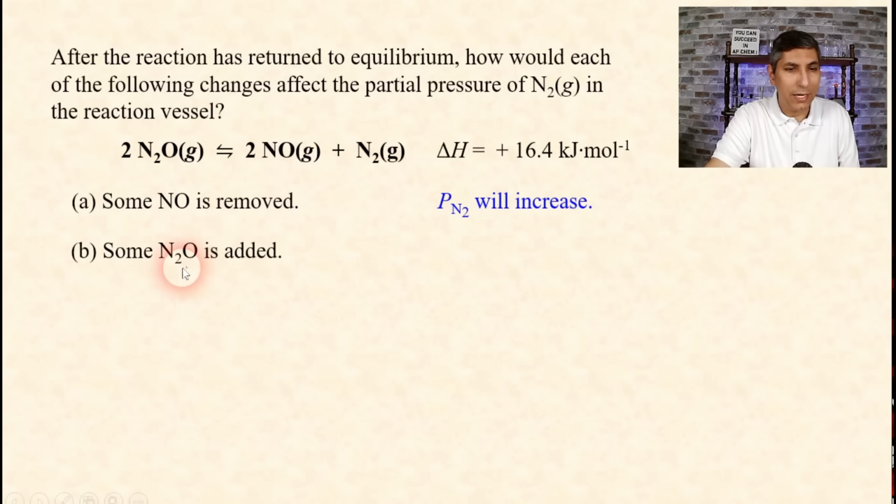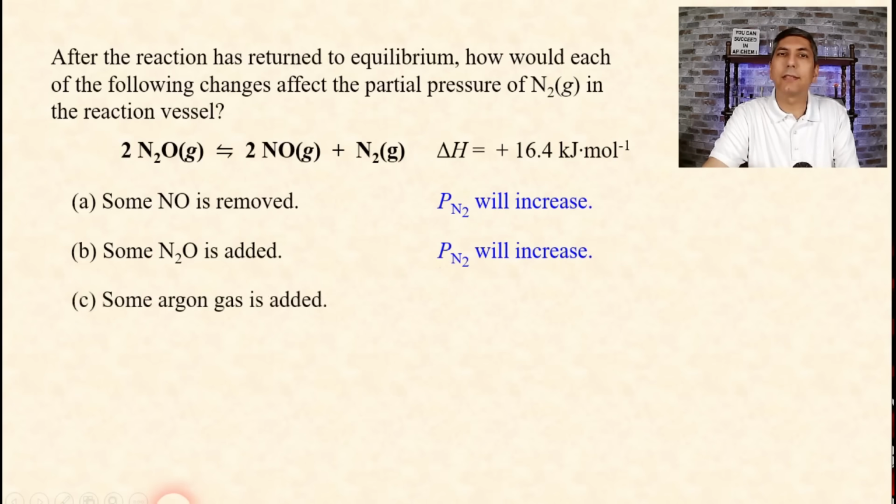How about if we add some N2O? Well, once again, when you add something to a system at equilibrium, the system is going to adjust itself to deplete whatever you just added. So if we add some N2O, the reaction is going to use up some of that N2O, and we're going to make more NO and more N2. So the partial pressure of N2 will also increase in that case.